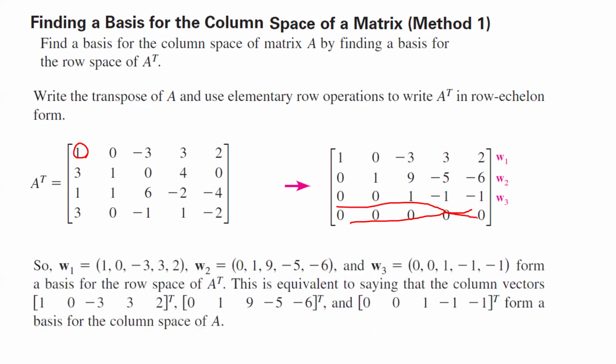Now take a look. You end up with 3 rows, 3 vectors. But recall that we wrote down the transpose of the matrix. So each one of these vectors can be converted into a column vector. So these 3 column vectors form a basis for the column space. So as easy as that: write down the transpose of the matrix, then apply elementary row operations, and then count the number of non-zero rows. Write down their transpose, and they become the column matrices or column vectors.